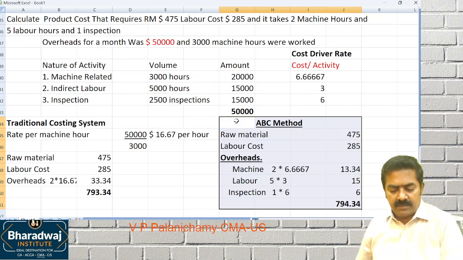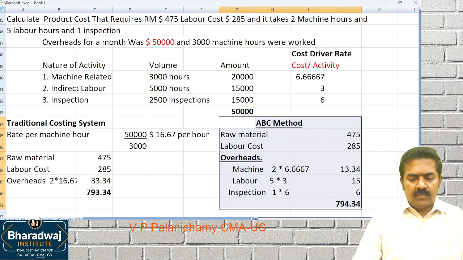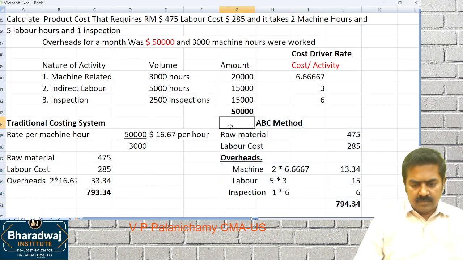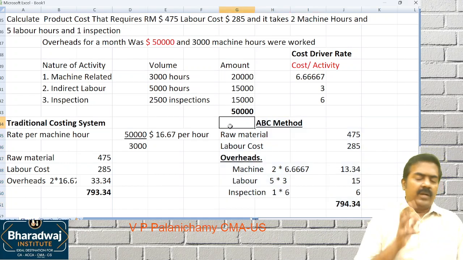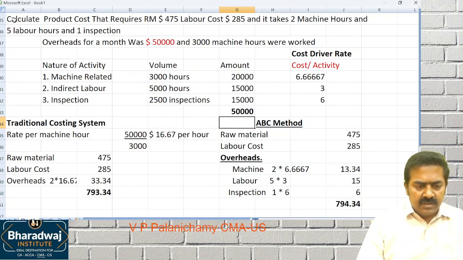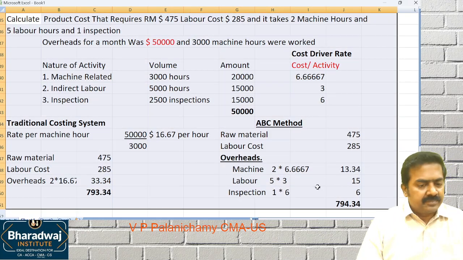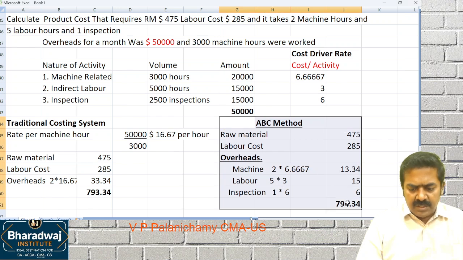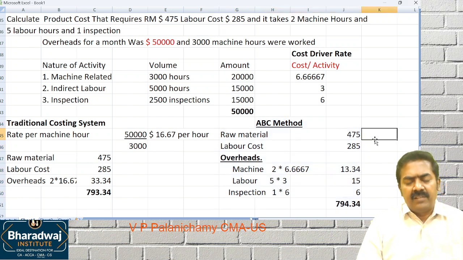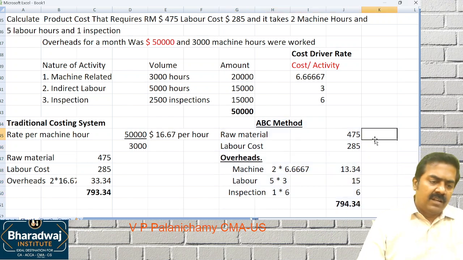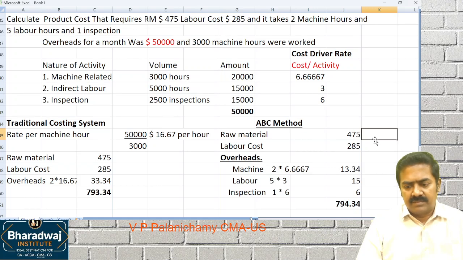Please take up this. Now I will give a question to you to work out. Have you taken up the copy and pen? I will give a question to you to work out, both under activity-based costing method as well as under traditional costing method. Have you taken up this?